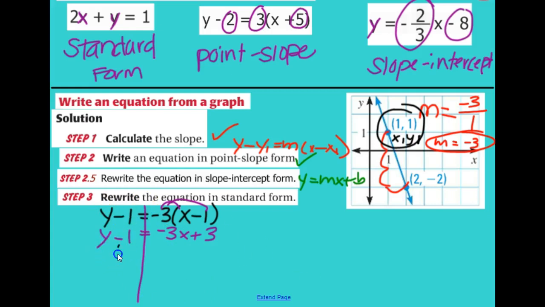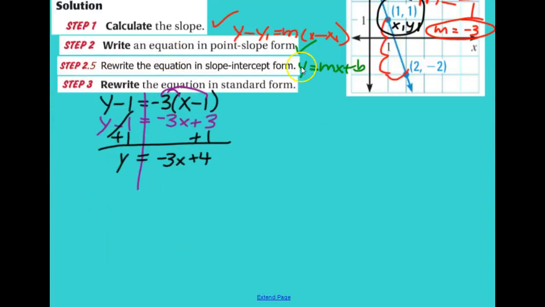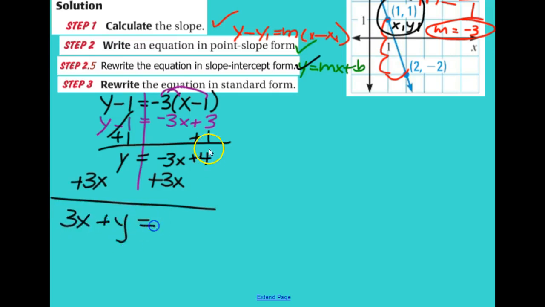And then add 1 on both sides. We have y equals -3x and then +4. And then last, write the equation in standard form. So when x and y are on the same side, all I have to do is move the x's over to be with the y's. We have 3x plus y equals 4. There's my answer.